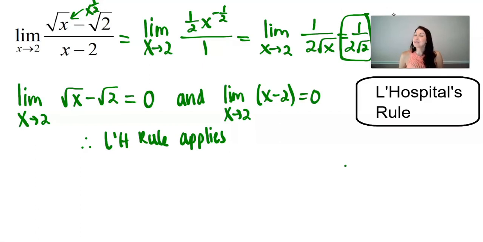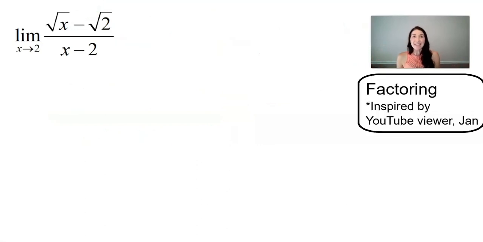And now on to method number 3. Yes, there are actually 3 ways you can evaluate this limit. And the third method is factoring. And I cannot claim credit for this method. I do want to say that this is inspired by one of my YouTube viewers, Jan. So thank you, Jan, for the inspiration of this third method, which is factoring.